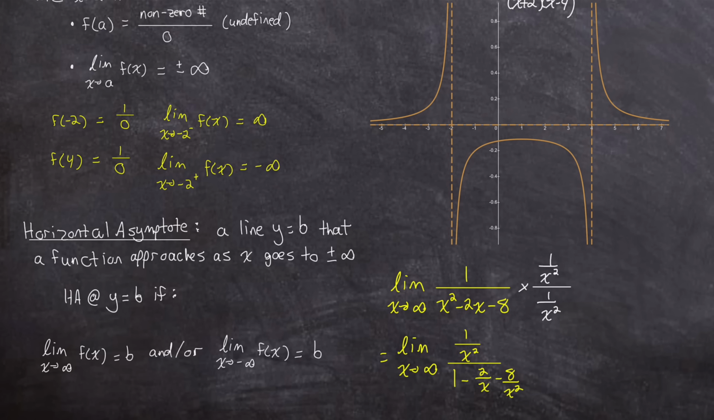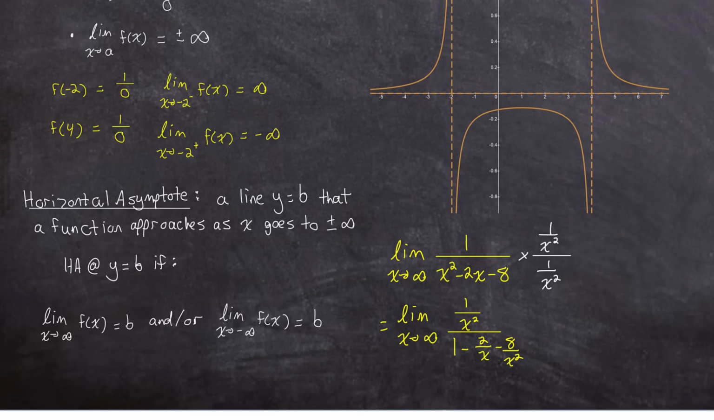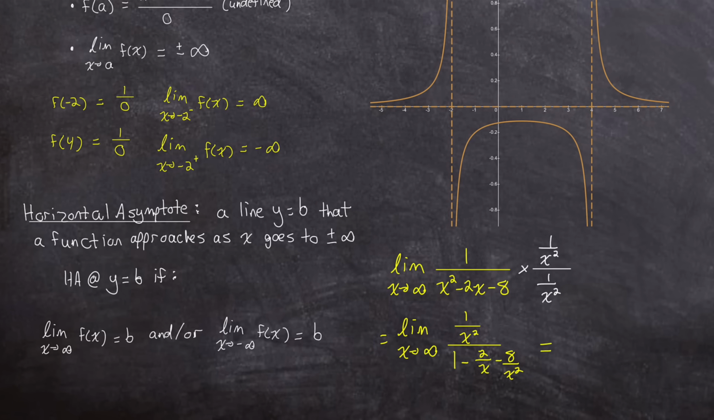And now we can look at what happens to the value of all of these terms as x goes to infinity. Well, 1 over x squared, 2 over x, and 8 over x squared, as x gets infinitely big, all of those fractions start to approach 0, which means that this limit would be equal to 0 over 1 minus 0 minus 0, which is just 0 over 1, which is 0. So this function, as x goes to infinity, approaches a y value of 0, which means there's a horizontal asymptote at y equals 0.